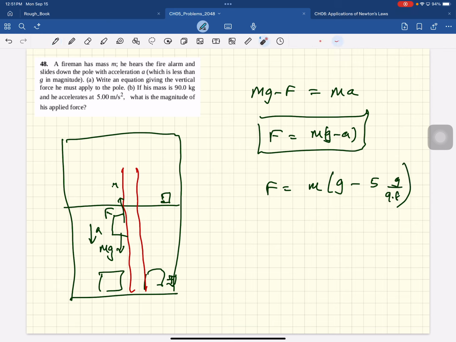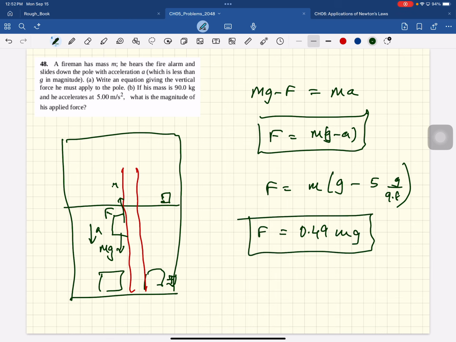Okay, so you saw what I'm doing. I'm converting this into g's. All right, so the magnitude of the force they're applying is half their body weight.